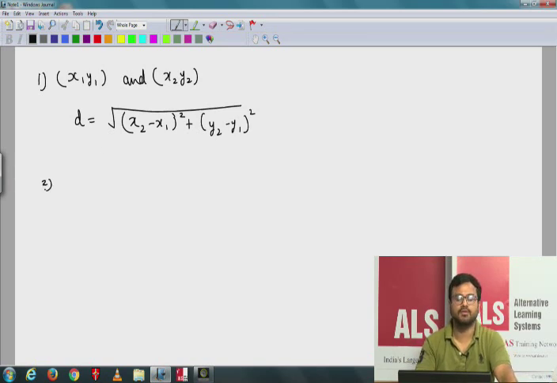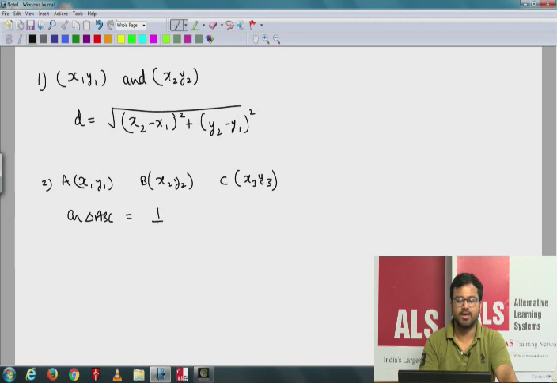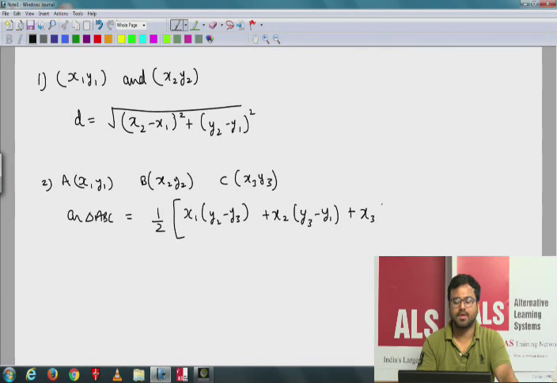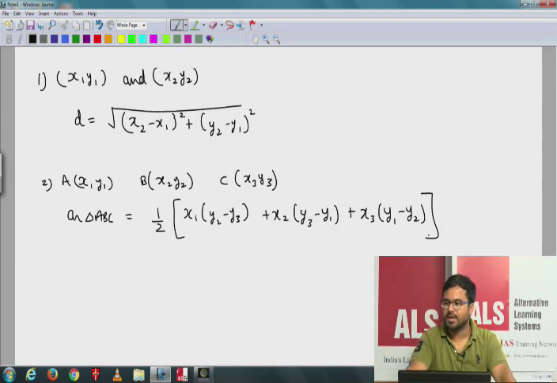The second formula which we have done was the area of the triangle when the coordinates of the three vertices are given. Let's say A has the vertex x1, y1, B has the vertex x2, y2, and C has the vertex x3, y3. Then the area of triangle ABC was given by half of x1 times y2 minus y3, plus x2 times y3 minus y1, plus x3 times y1 minus y2. So these were the two major formulas which we discussed in the last class.